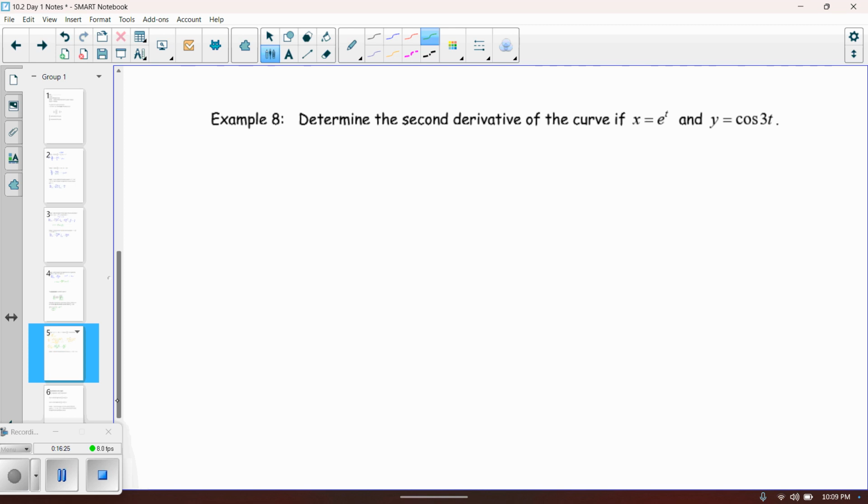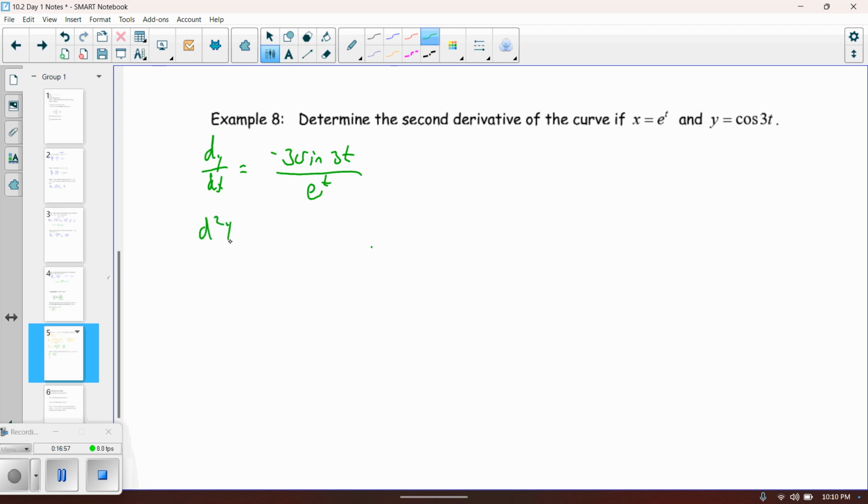Just determine the second derivative of the given curves. So let's just go through that process. There's nothing to plug in here, so this is just going to be an algebraic derivative. So we're going to have dy over dx: derivative with respect to t of y is going to be negative 3 sine of 3t. Derivative with respect to t of x is e to the t.